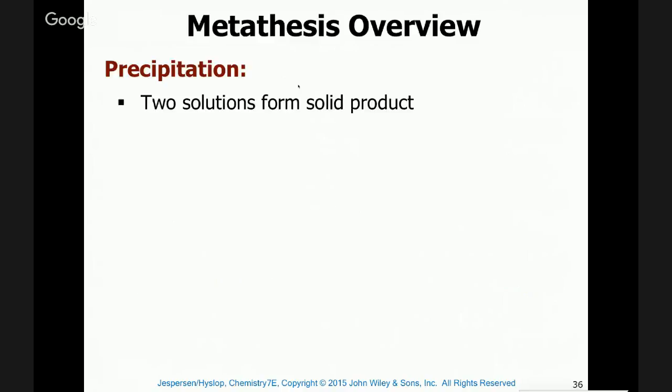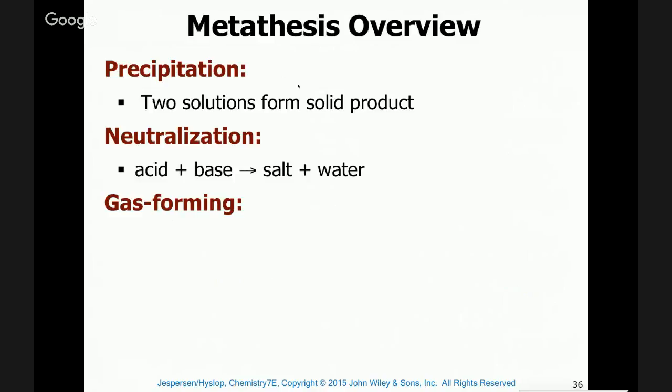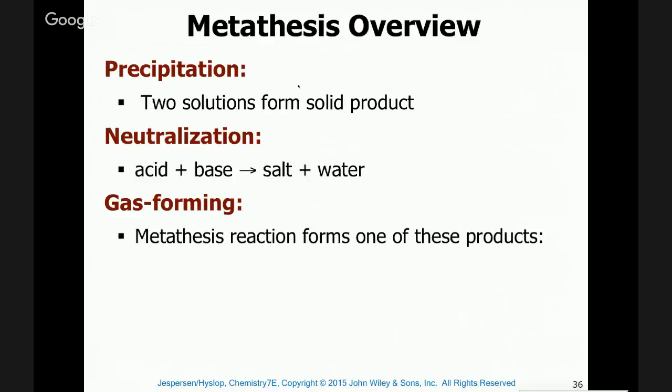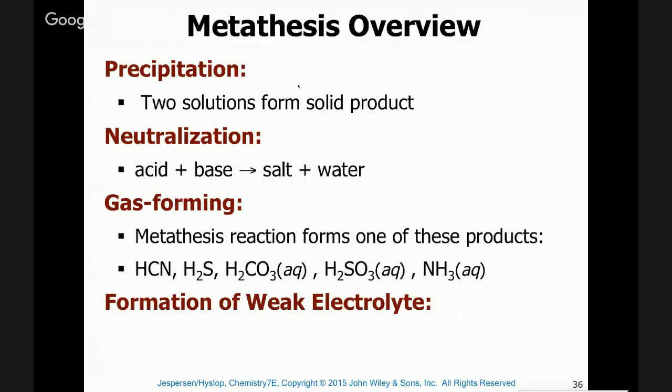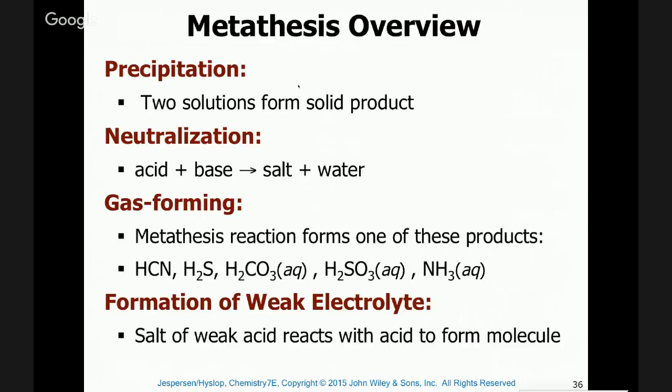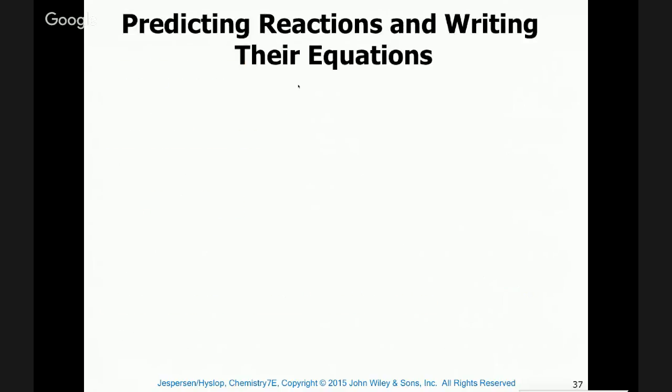So the overview: we have precipitation, where two solutions form a solid product. Neutralization, where an acid and base form a salt and water. Gas forming is a metathesis reaction that forms one of these products. The formation of weak electrolytes: a salt of a weak acid reacts with an acid to form a molecule. Predicting reactions and writing their equations.